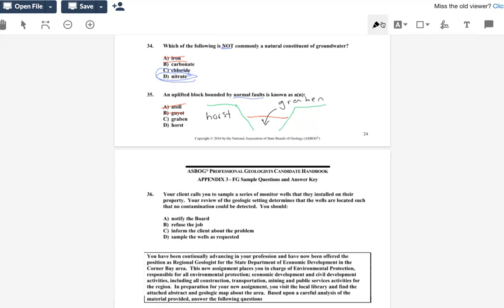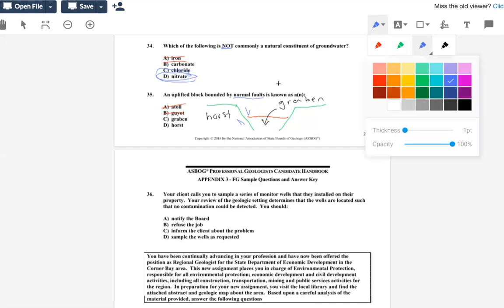And in a normal fault, the horst is going up and the graben is going down. And in a reverse fault, the opposite is true. So an uplifted block bounded by normal faults, in this case, is D, horst.